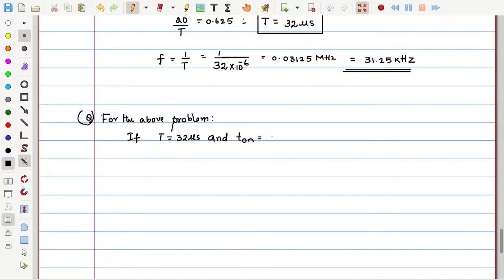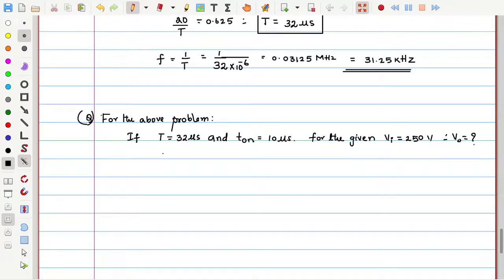So what I will do is that I will decrease T on to 10 microseconds. That means how much is the T off? So if this is the information, for the given Vi equal to 250 volts, find V naught.